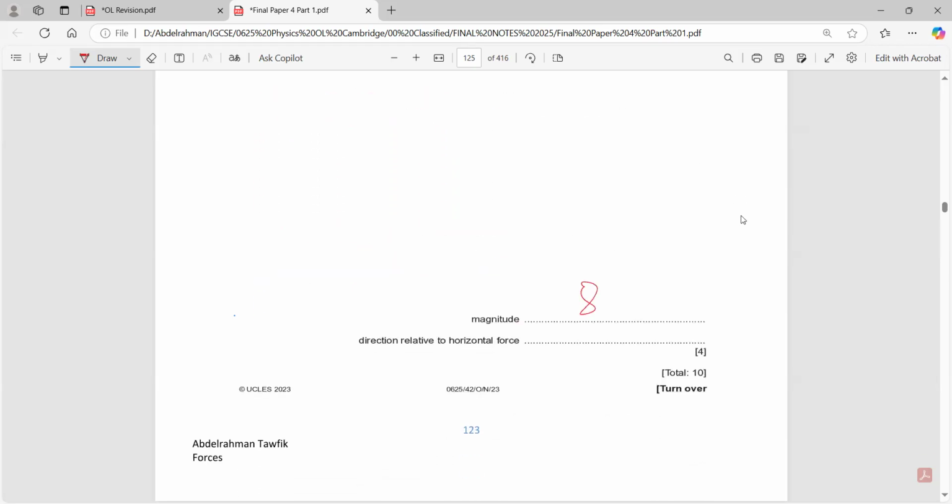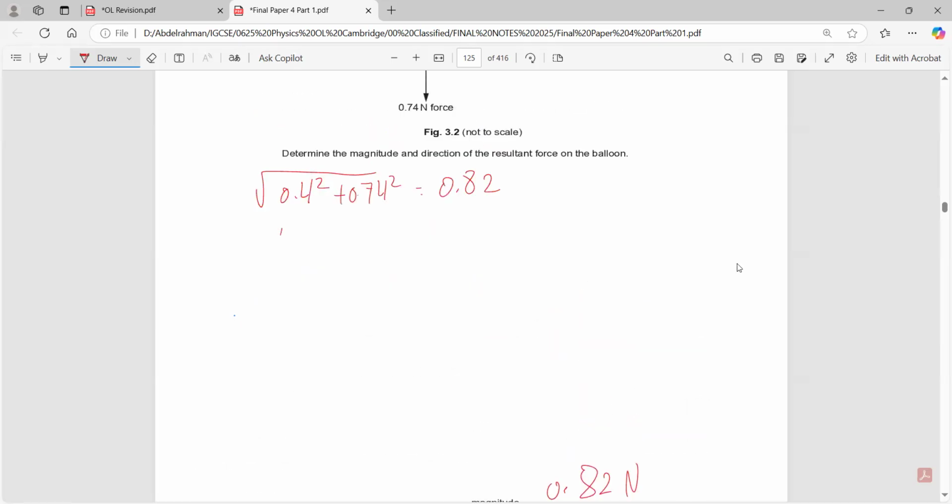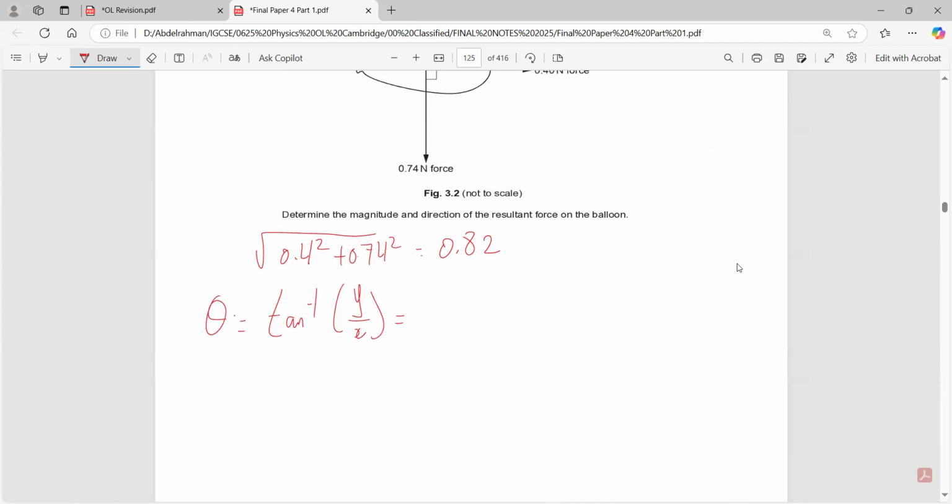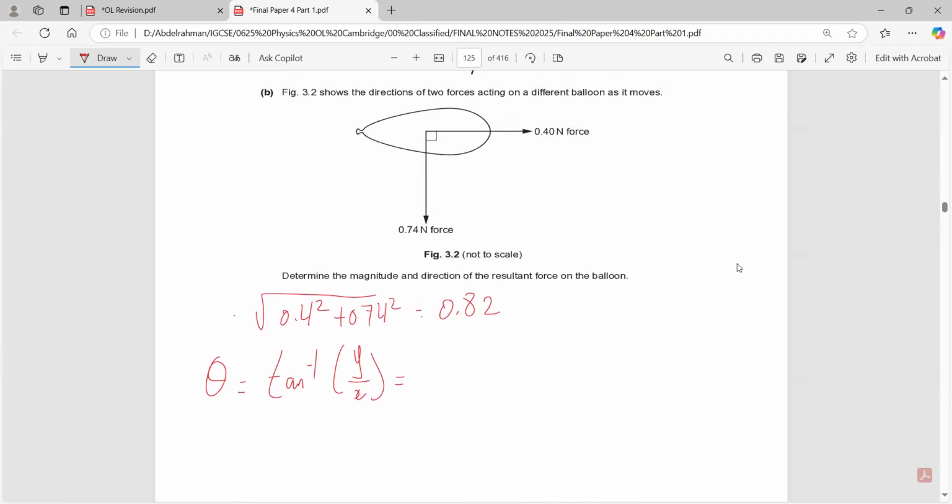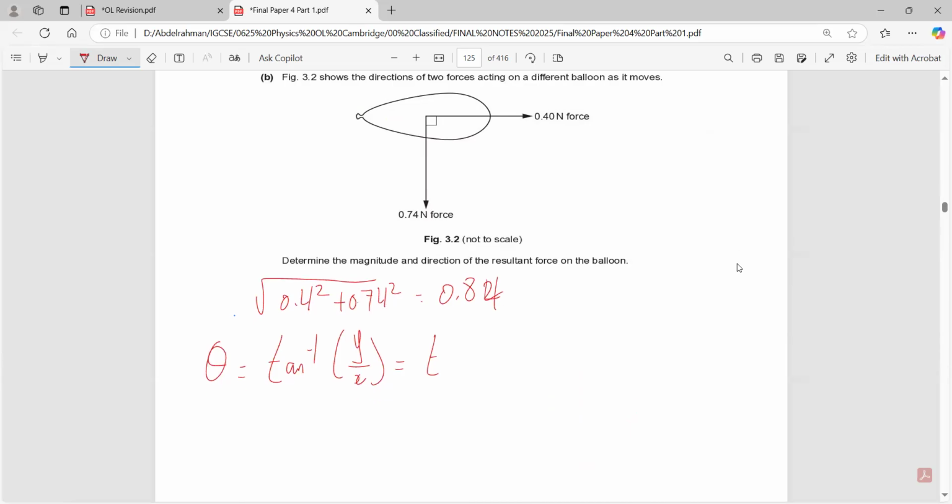Right? But he didn't specify the direction, relative to the horizontal. Whenever I say relative to the horizontal, it means that I need y over x. So theta equals tan inverse y over x, where y is the vertical force, which is 0.74. I'm sorry, I think I calculated it wrong. It would be 0.84, not 0.82.